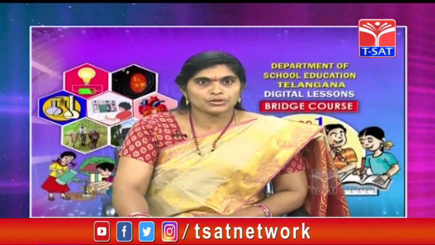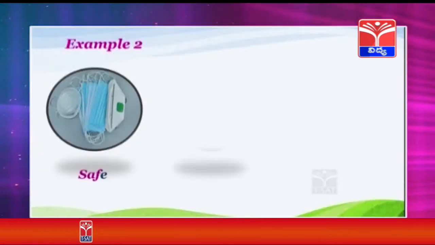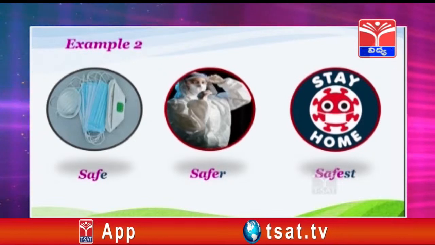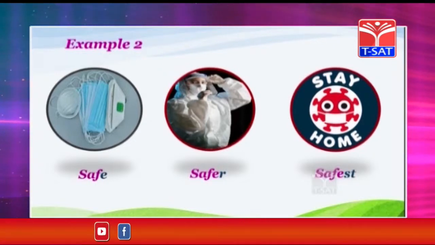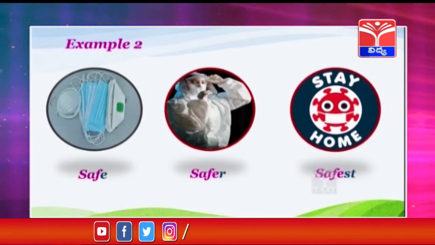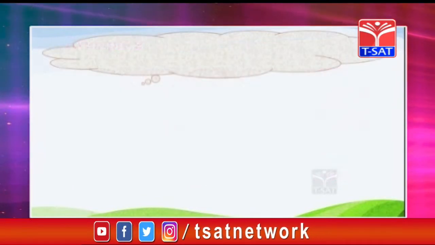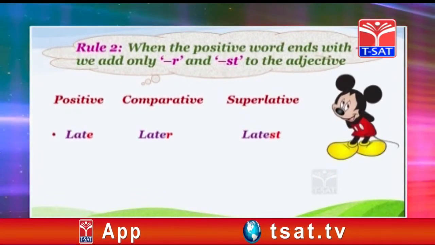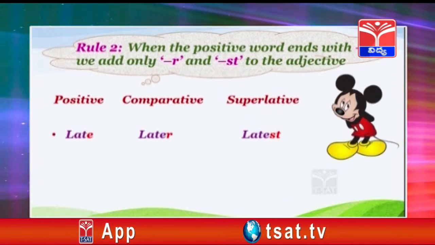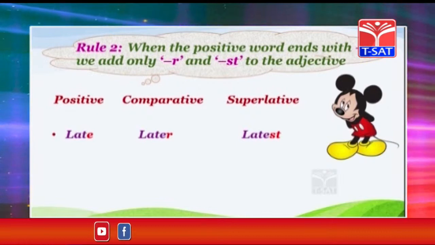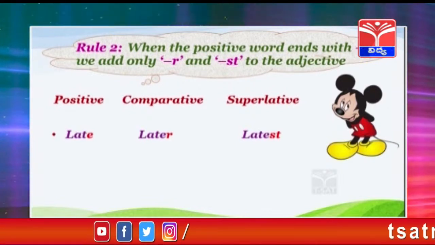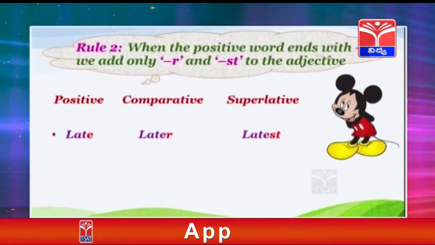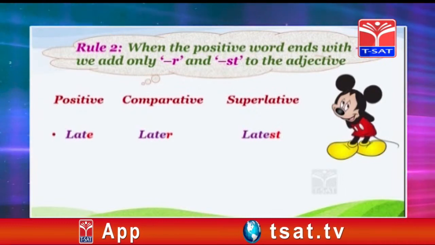Here, I will show you some pictures. Just identify and observe the pictures carefully and read the words written below them. I hope you all have observed and identified well. Very good, children. You are absolutely right. Here the word ends with the letter E. So this is our rule number 2: when the positive word ends with the letter E, we add only the letters R and ST to the adjective.